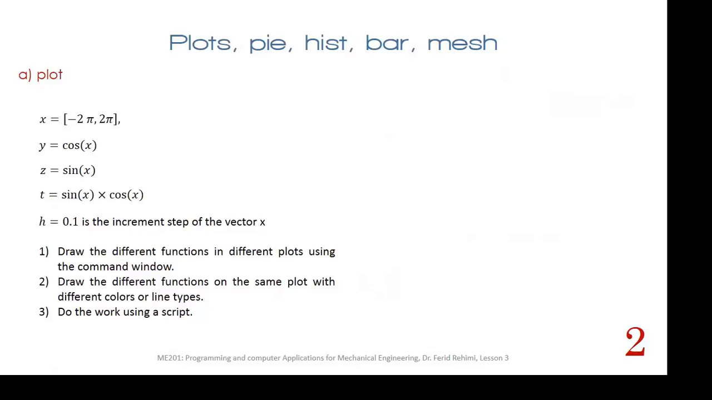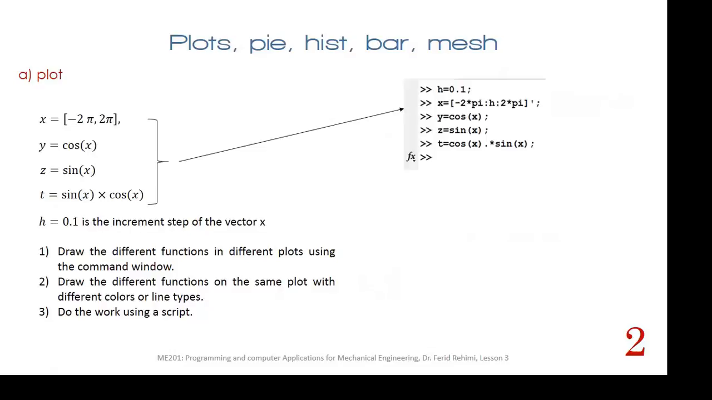And the third point, doing this using a script. So we try to do it using the command line first. After this, we will switch to scripts. So let's try. In MATLAB, I will write h. This is the command line. h equal to 0.1. x going from minus 2 pi to 2 pi with a step h equals 0.1.